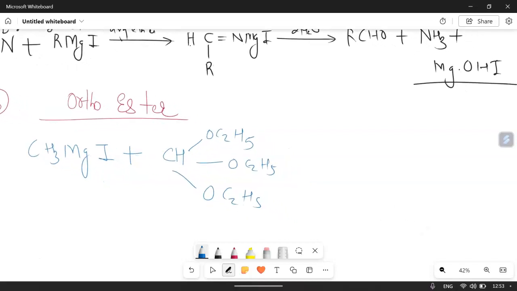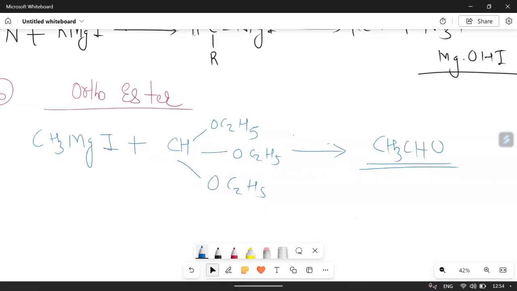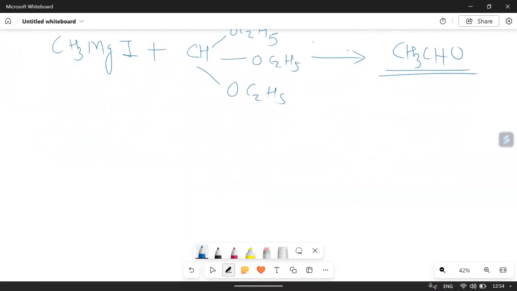Okay, here you need to react it. So what will happen here? The reaction proceeds and it will form, simply, hydrolysis gives. After hydrolysis, what will happen? You will get CH3CHO. Okay, CH3CHO you will get. I hope you are able to understand it in the presence of orthoester also.